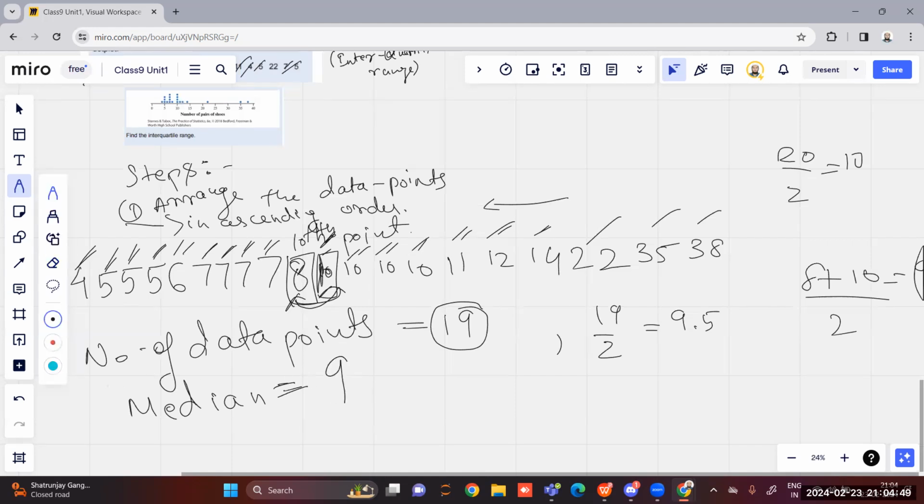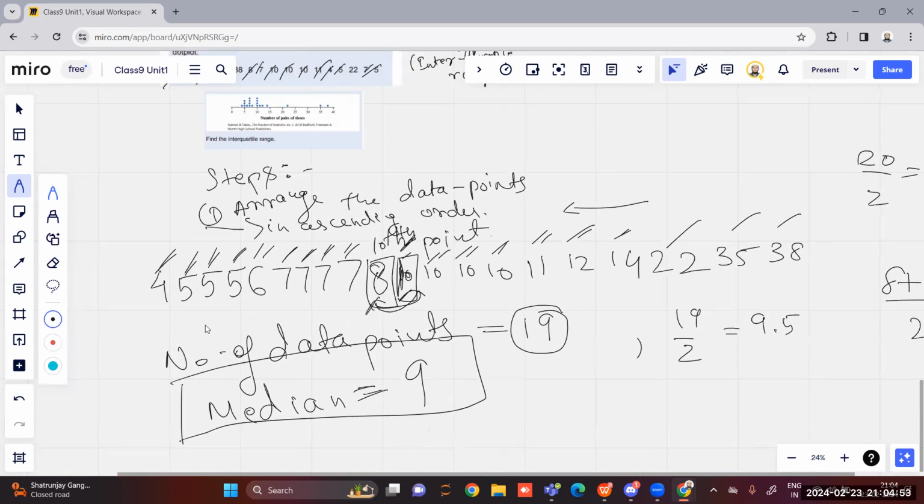So the median has become 9. According to the definition of the textbook, we need to go from the first data point to this 10th one. See this 10th, this 8th one. Suppose we add one more data point, that's the 9. I'll take this line to the ninth one because we are taking the average.